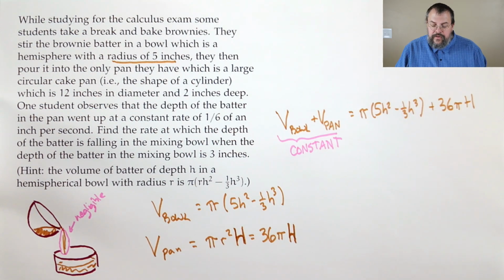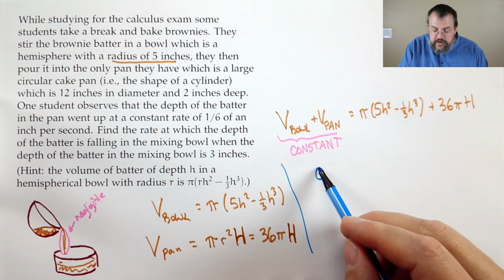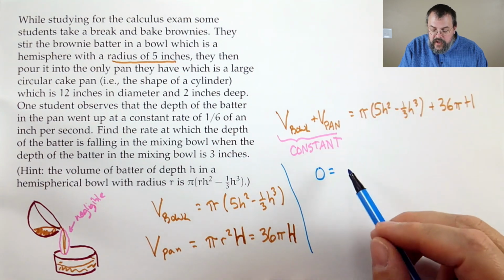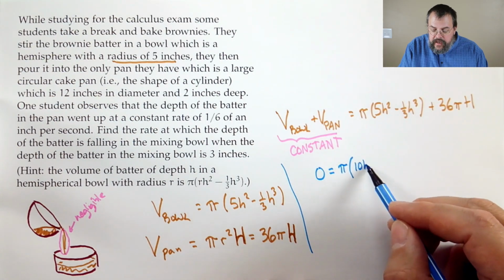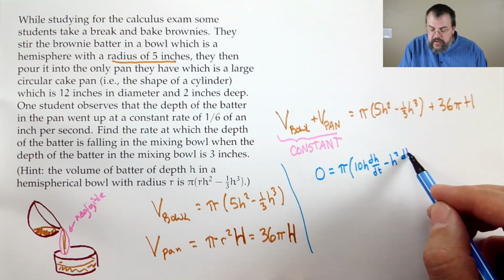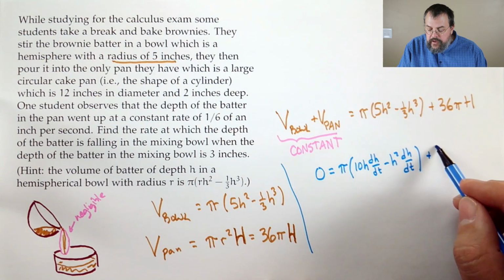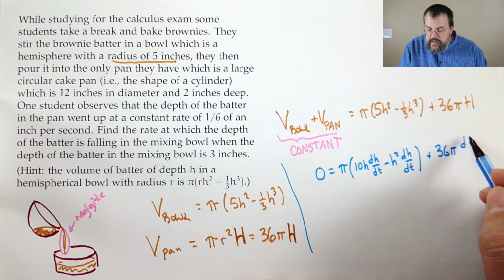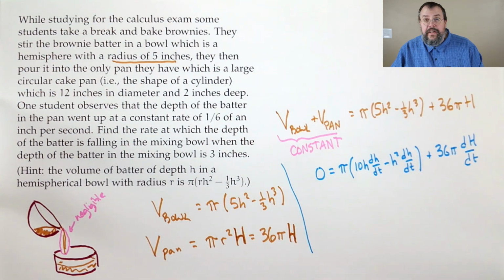All right, so take derivatives. We'll take the derivative of both sides. The derivative of the left-hand side is 0, which is equal to, when we take the derivative here, pi times 10h dh/dt minus h squared dh/dt. Then plus, here, we'll get 36 pi dH/dt. Now the nice thing is we can do one cancellation immediately, free of charge.